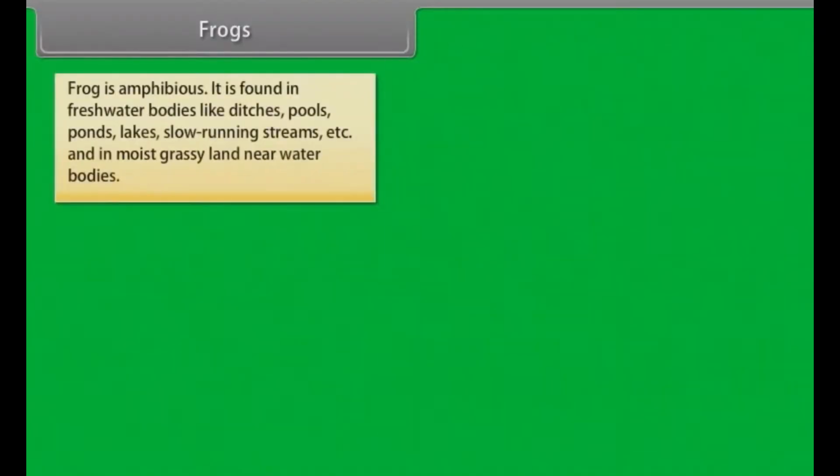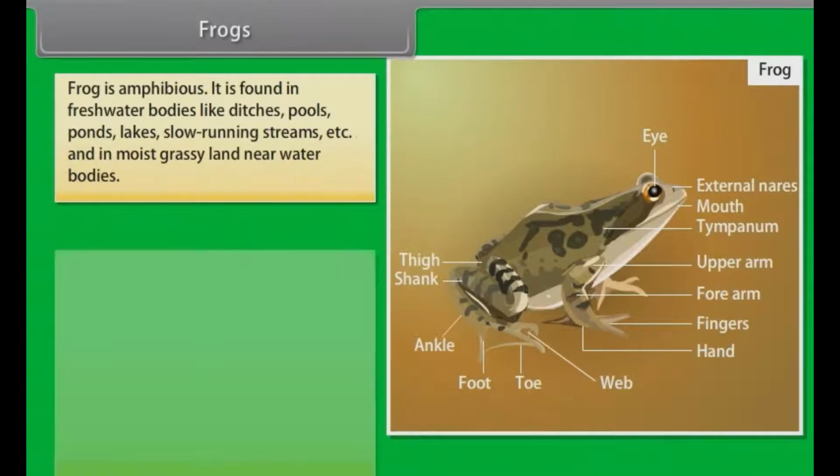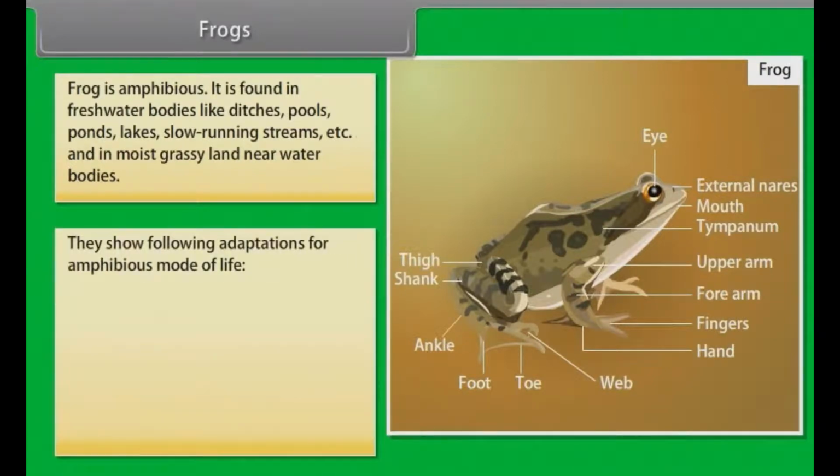Frogs. Frog is amphibious. It is found in freshwater bodies like ditches, pools, ponds, lakes, slow-running streams, etc., and in moist grassy land near water bodies. They show the following adaptations for amphibious mode of life.